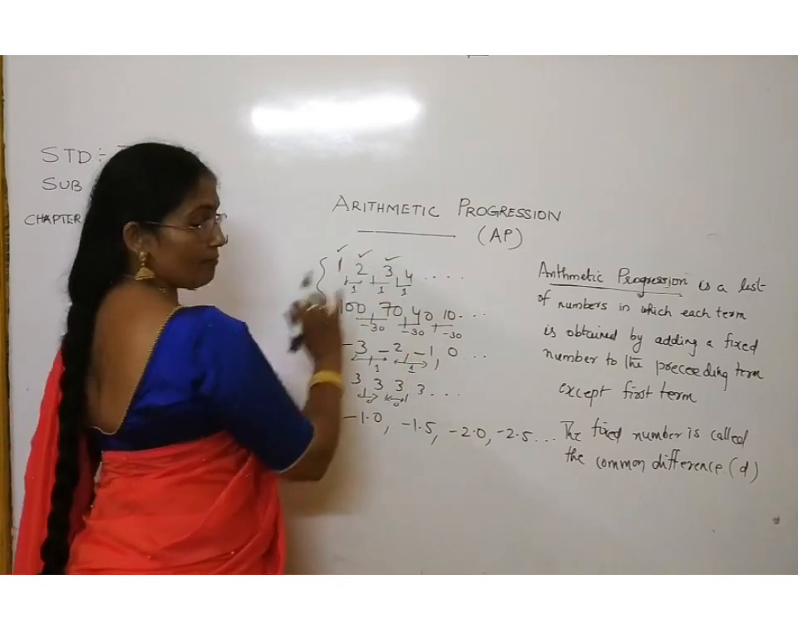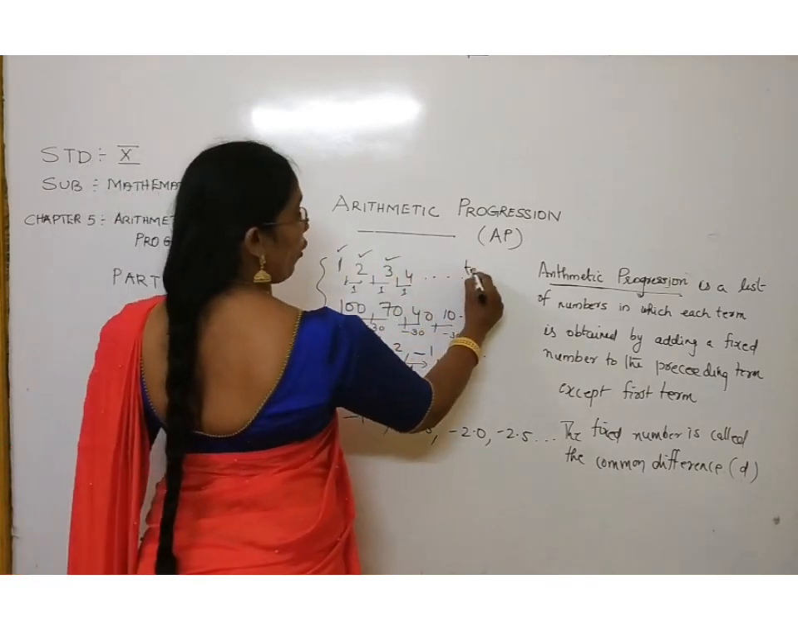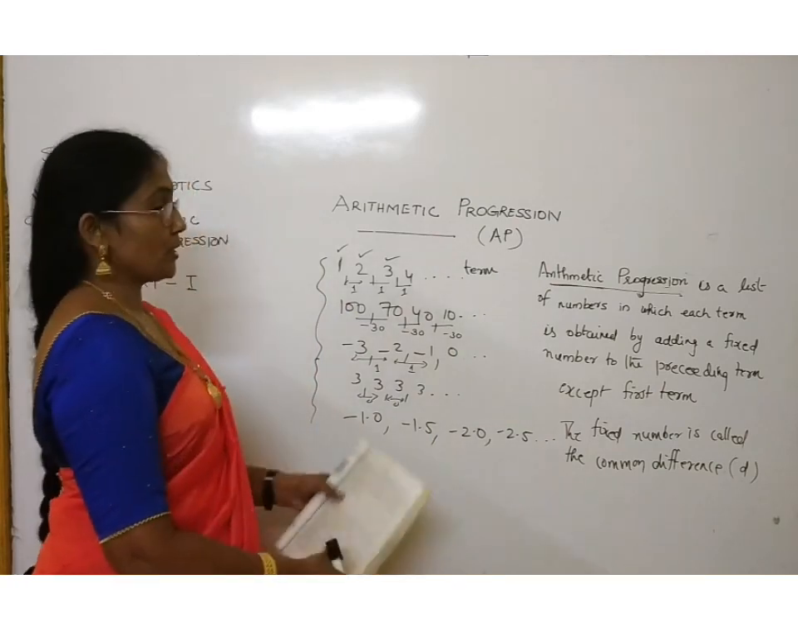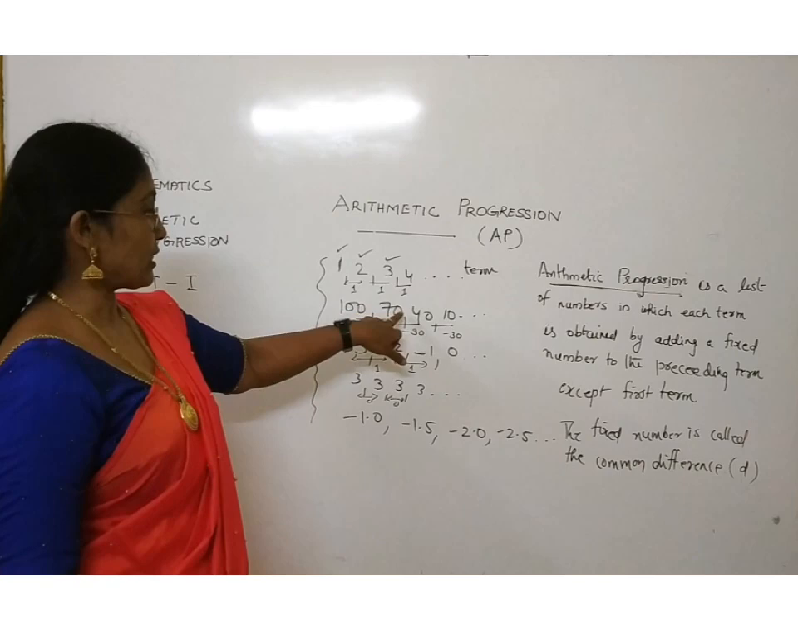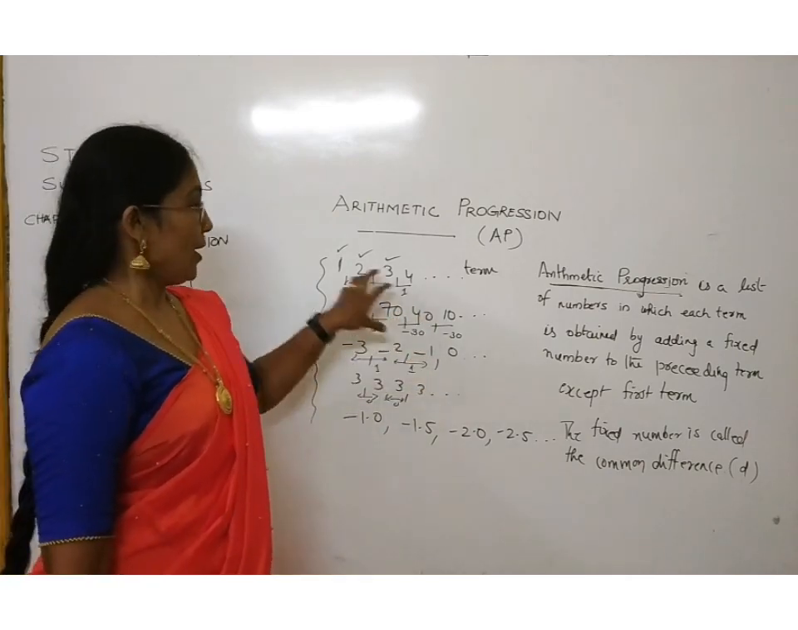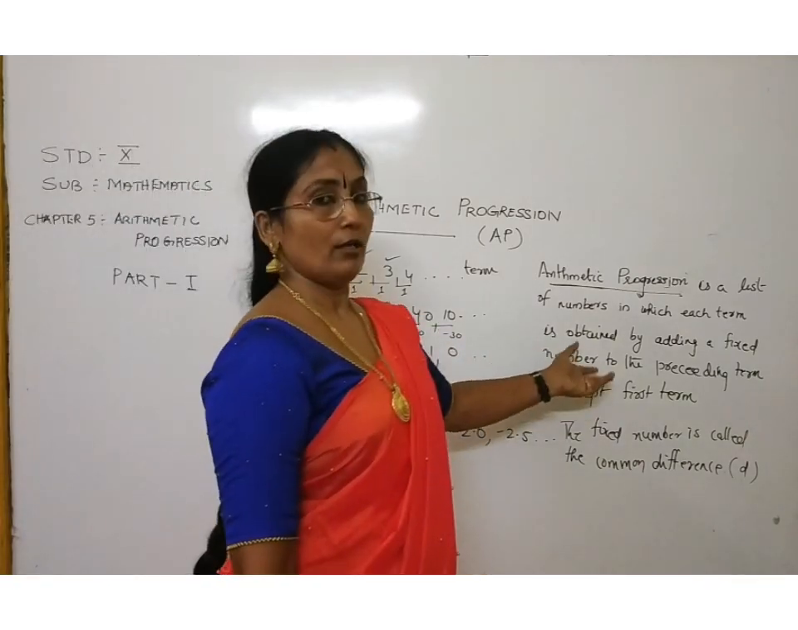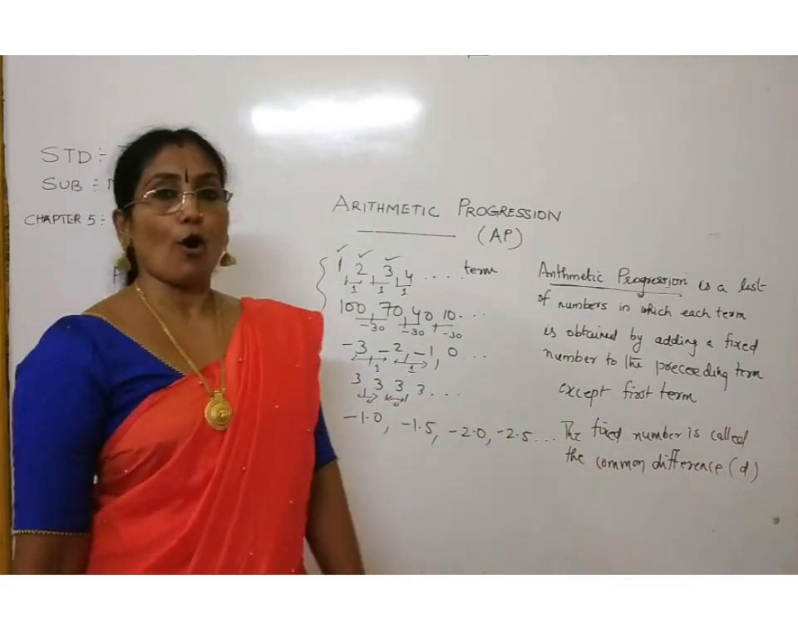That means the numbers in this list we will call terms of the list. That means the first term, second term, third term, fourth term, etc. Here also this is the first term, second term, third term, fourth term. Now the fixed number which is being added will be called the common difference.